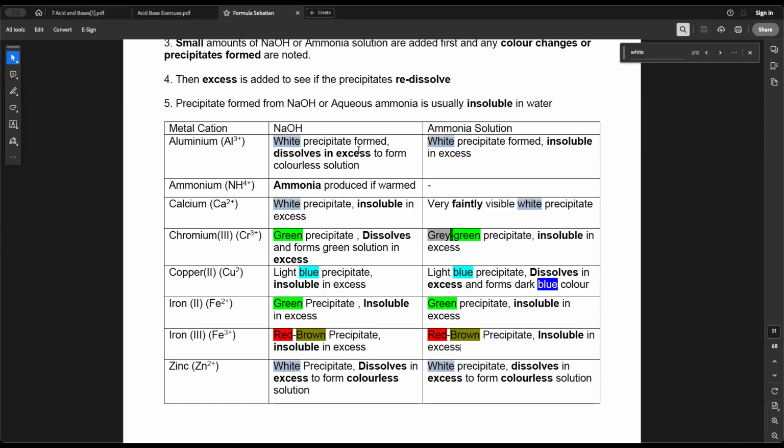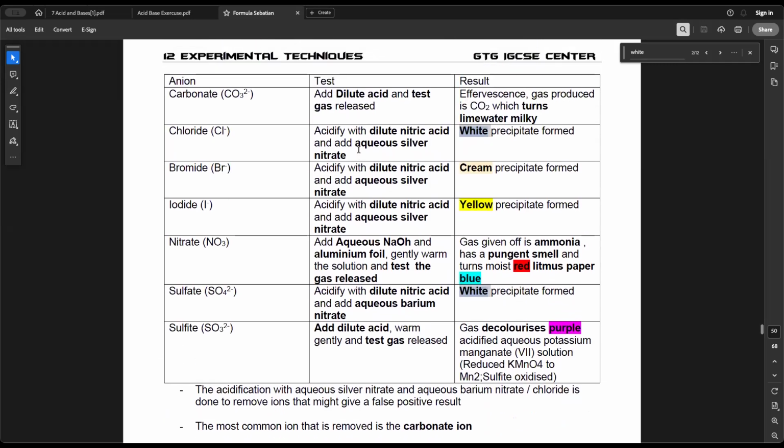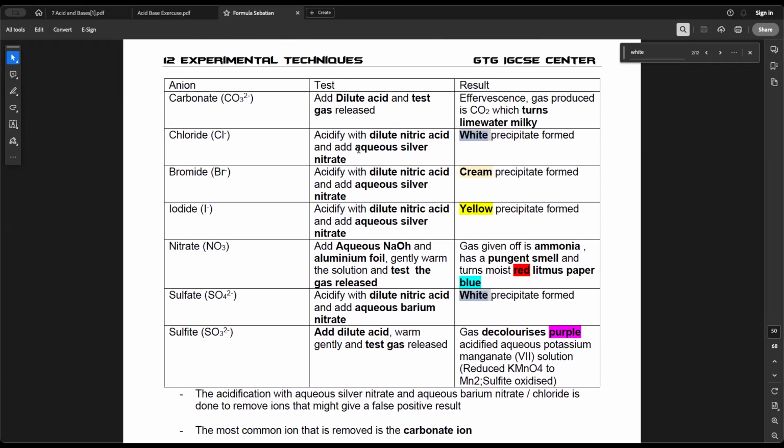But here is the problem. This color test and everything sometimes comes out in your paper 4. So my suggestion to the students is still the same. You all have to memorize it. I tell you honestly, I don't memorize it because my memory is no good.